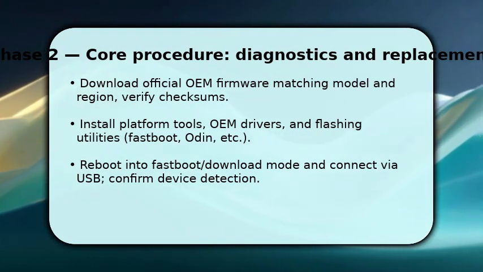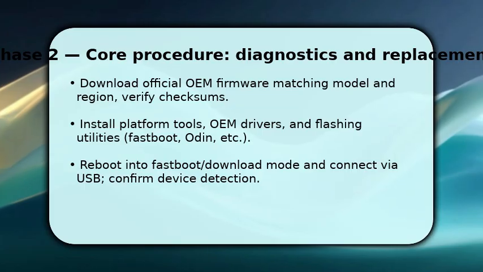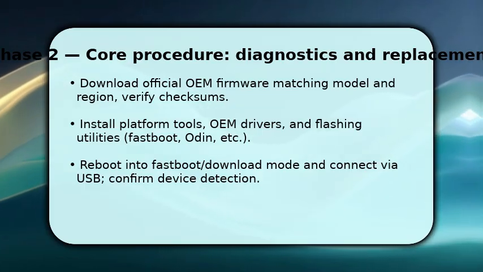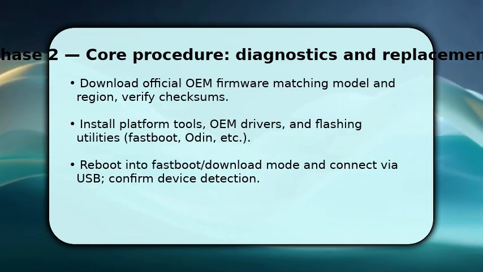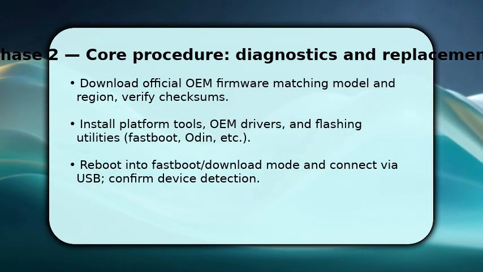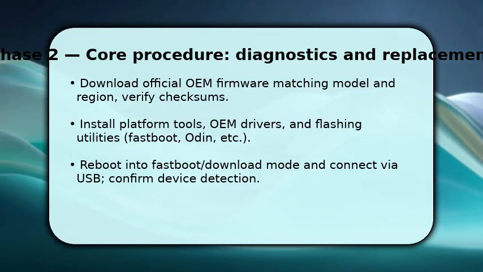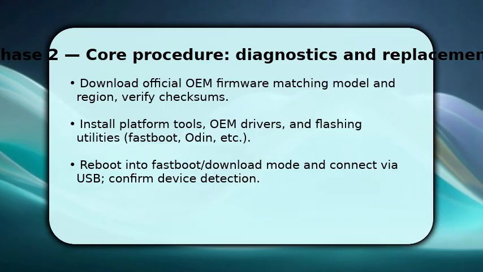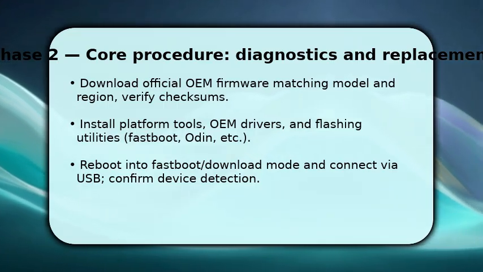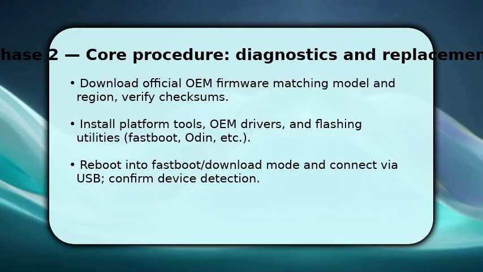Use only official builds matched to your model and region, and verify checksums to avoid corrupted files. Install platform tools and the vendor's drivers, for example Fastboot for most Android or Odin for some OEM. Reboot the phone into download or fastboot mode and connect it by USB so the PC recognizes the device. Once detected, you're ready to send commands.